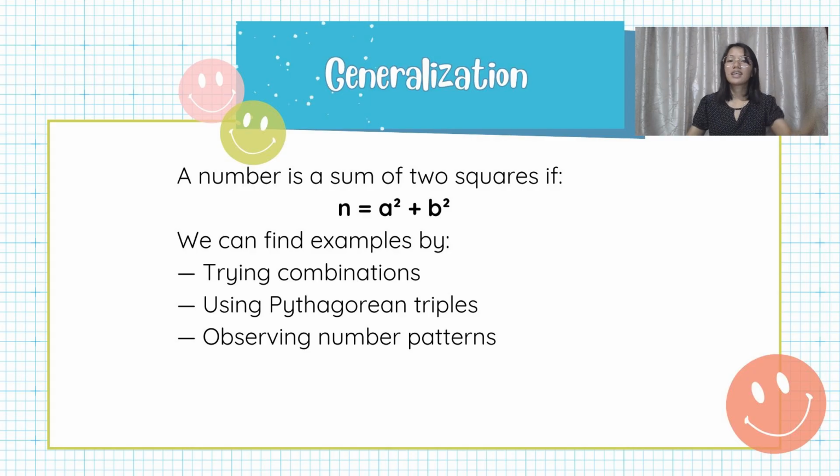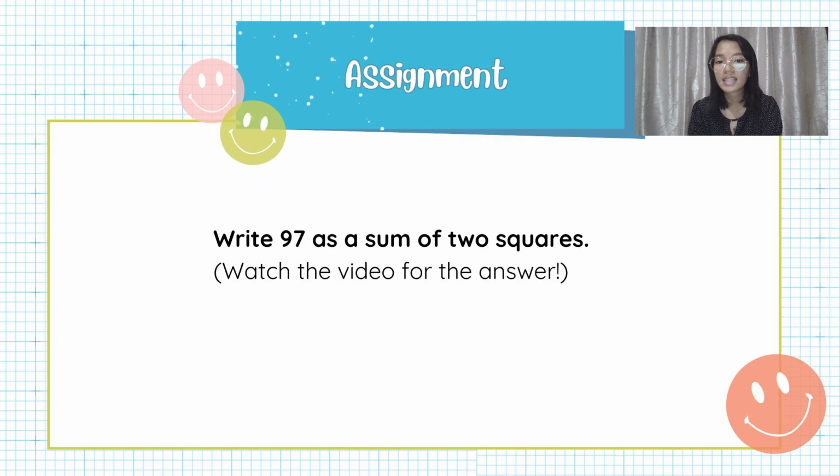To summarize our discussion for today, a number is a sum of two squares if it can be written as n equals a squared plus b squared. We can find examples by trying combinations, using Pythagorean triples, and observing number patterns. Through these activities, you practiced thinking, appreciating math, and creating examples on your own, which meets our goals for today. For your final task before we end, please answer this.